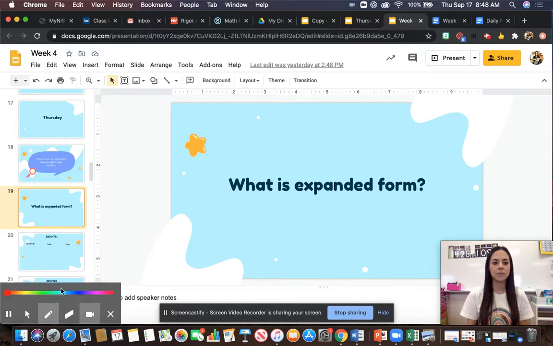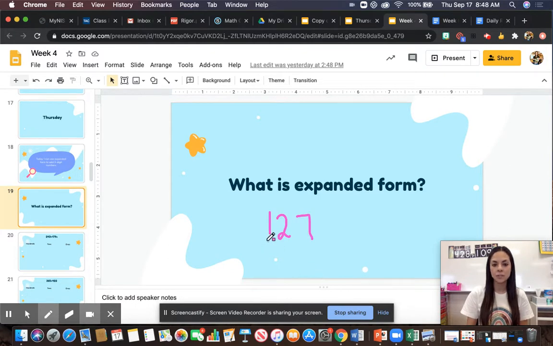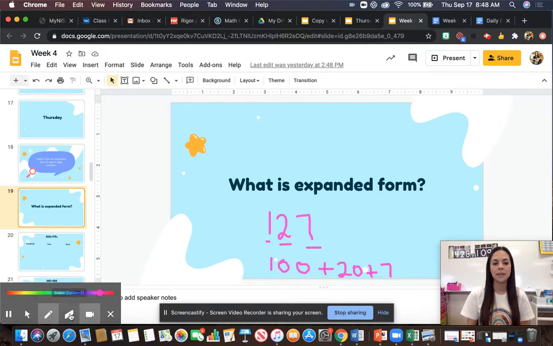So an example is 127. If I wanted to write that in expanded form, I would write the value of each number. The value of that 1 is 100. Plus the value of the 2, because it's in the tens place, is 20. The value of the 7, it's in the ones place, so it's just 7, okay? That is expanded form.